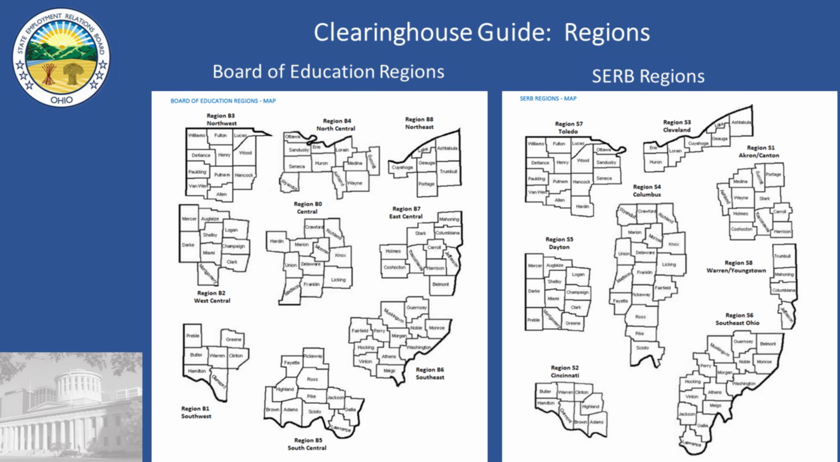Finally, the Clearinghouse Guide contains a breakdown of the counties into regions, which can also be used as a filter when submitting your request. Please note, there is a separate region breakdown for the Board of Ed.